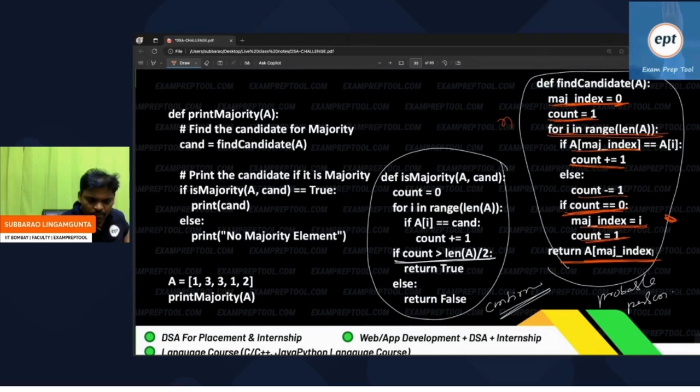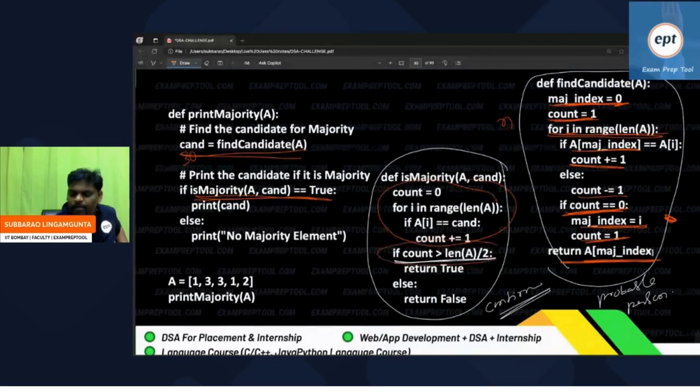So let me go here. Find the candidate. Let us assume that the candidate is 30. Now, is it a majority? For confirmation purpose, take one for loop for count. If count is greater than length of A by 2, then return true. Assume that true came. True is equal to true. Print candidate. So printed.